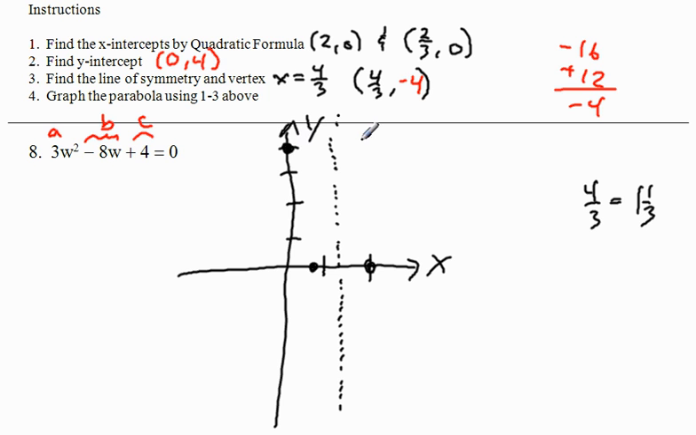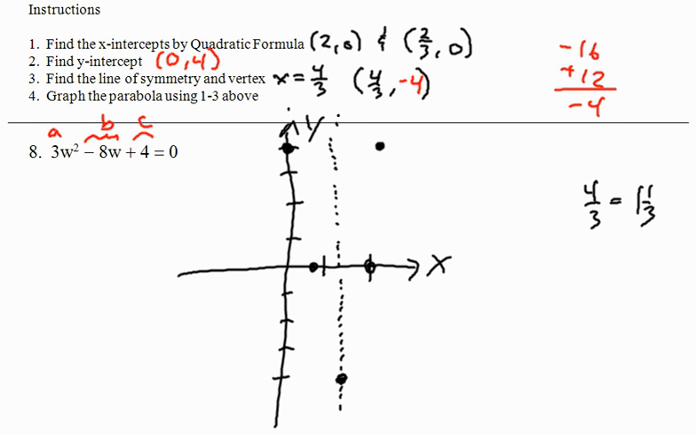The y-intercept should also have a matching point over here. So there's the mirror image of the y-intercept. And finally is the vertex at 1 and a third. So it's along the line of symmetry, and it's down 4 spaces because the y-coordinate is -4. So we'll go down 1, 2, 3, 4, and here's our vertex.